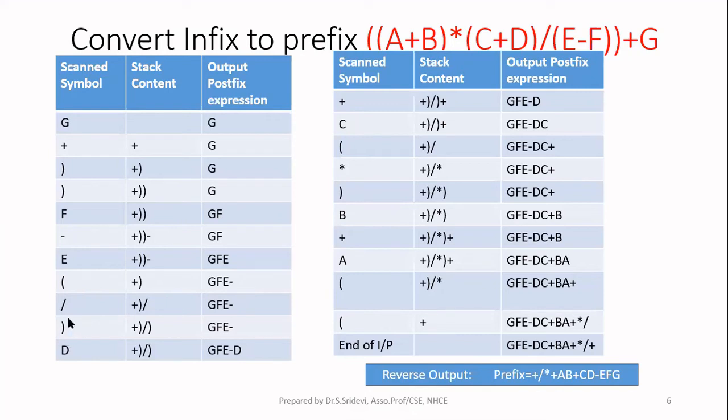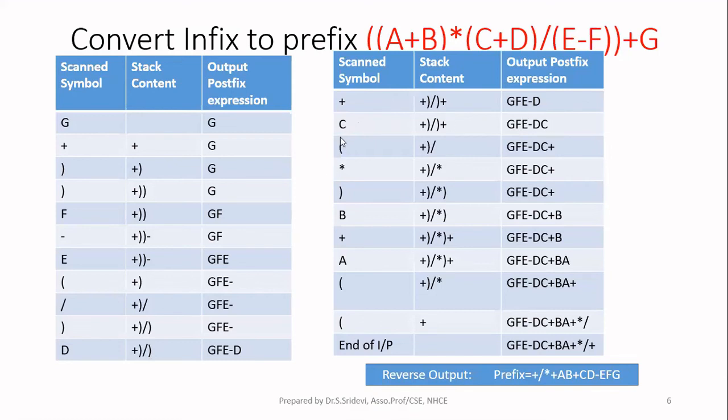Then I have close parenthesis. When you have close parenthesis, again push it onto the stack. The next character is D. It is an operand, so write it at the output. And the next character is plus. When you have an operator, check the priority. But on the top of the stack, I have only parenthesis, so no need to do anything. Simply push plus onto the stack. And the next character is C. It is an operand. Write it at the output.